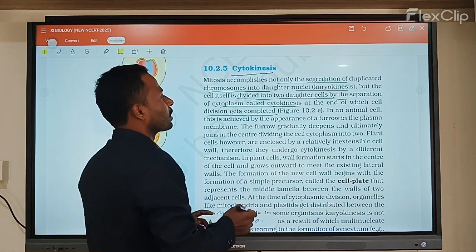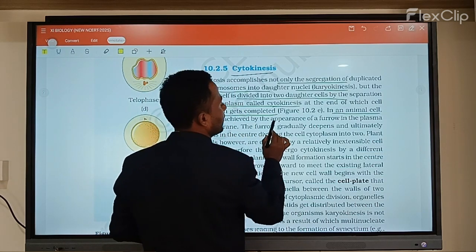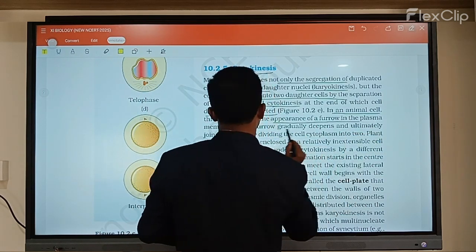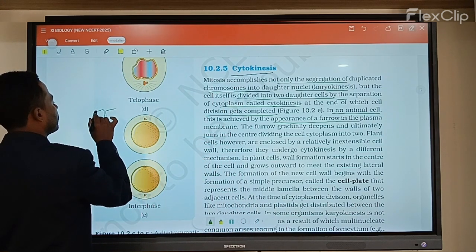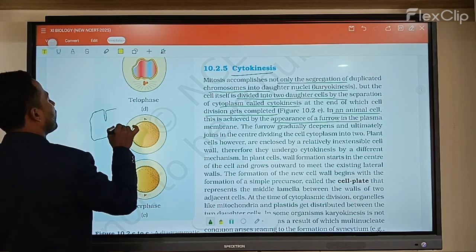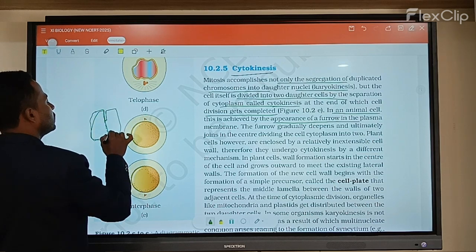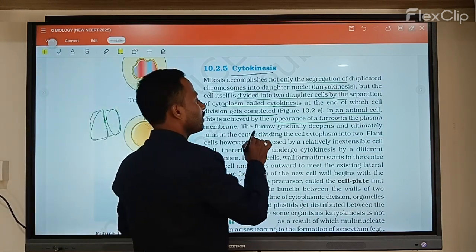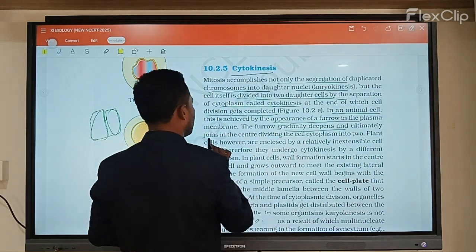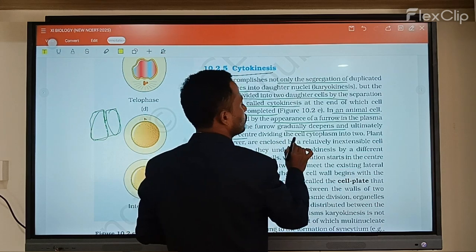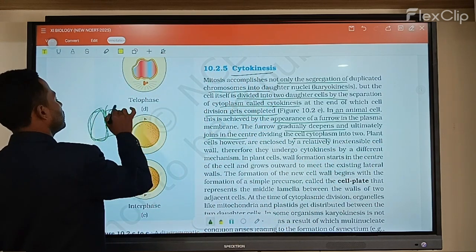In animal cells, cytokinesis is achieved by the appearance of a furrow in the plasma membrane. When the furrow forms, it continues to deepen gradually and ultimately joins at the center, dividing the cytoplasm into two, so that it is divided into two daughter cells.